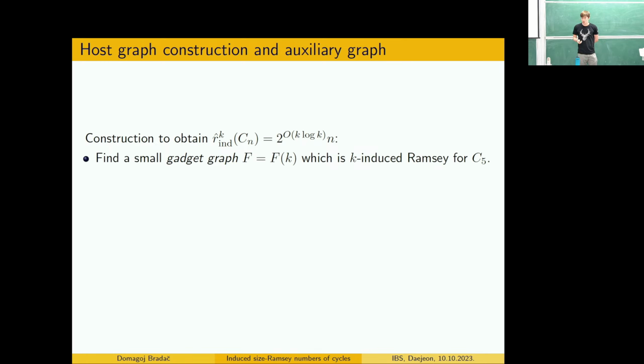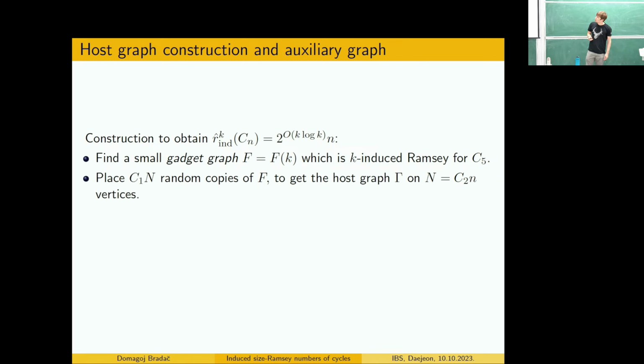So first, we find some small gadget graph F, which only depends on the number of colors, which is k-induced Ramsey for the 5 cycle. Okay? So it's some small graph. No matter how you k-color the edges, you find a 5 cycle in one color, which is an induced subgraph. Okay?